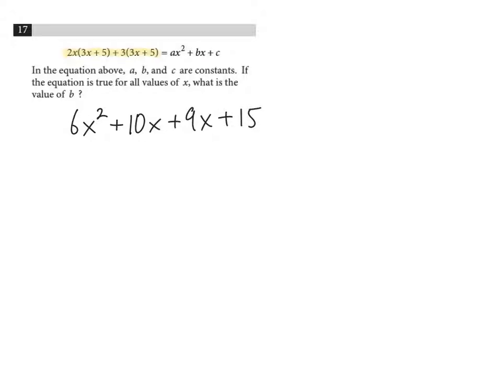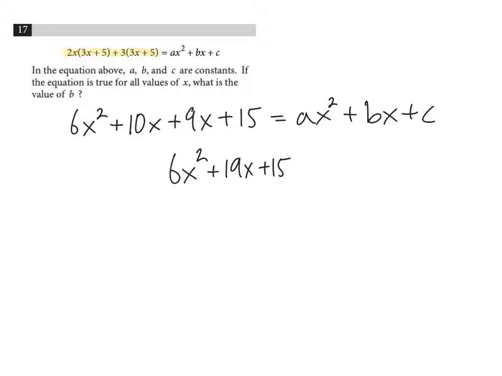Okay, I'm just going to write this here. Alright, so I'm going to combine like terms. I only have one squared term. Got two linear terms. That's going to be 19x, plus 15.